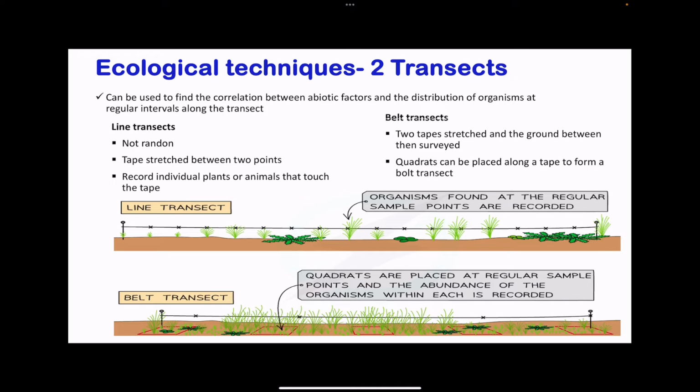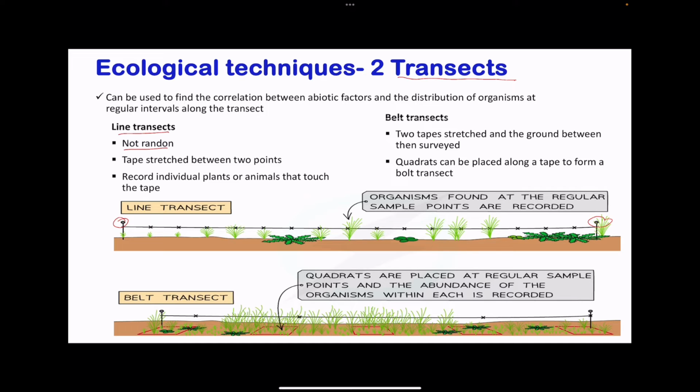Going to the second ecological technique, we're going to look at transects. There are two types of transects. They are line transects as well as belt transects. Line transects are not random. The tape is going to be stretched between 2 points, like we see this point and that point. And then we record the individual plants or animals that touch the tape.